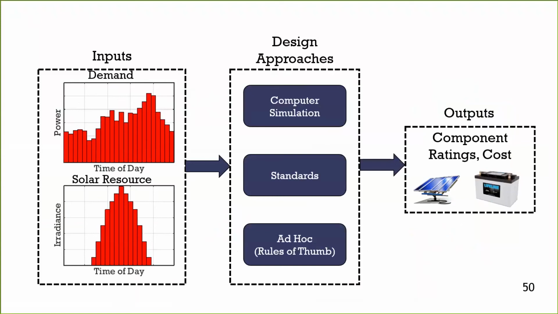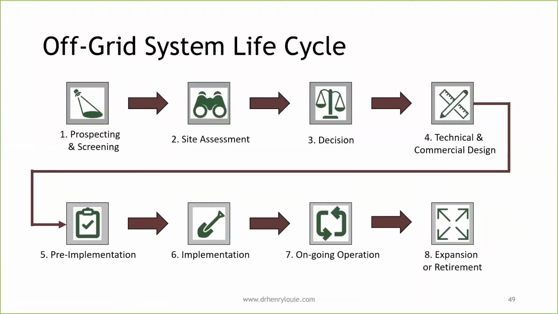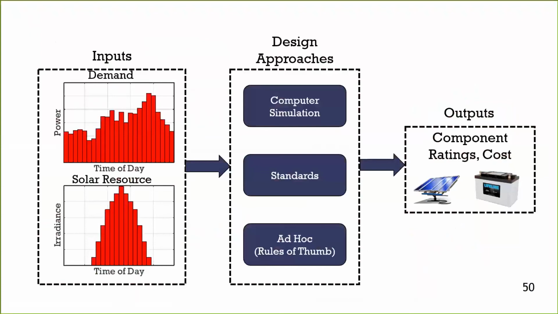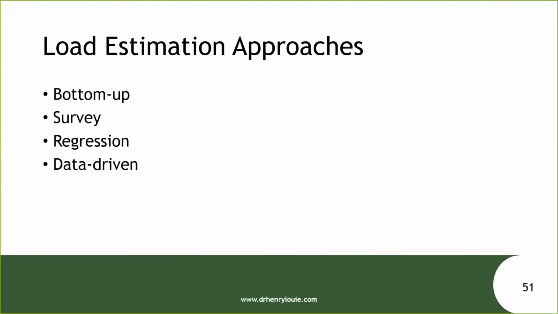When you get into the design, which is really step 4, for solar, you need to know the solar resource, which you can often get from satellite data, which is available on the internet, and an idea of the demand. And you put this together into one or more design approaches, and then you get the component ratings. So I'm going to go quickly through this. Again, this is in my book, and I have slides on my website that go into it in more detail.